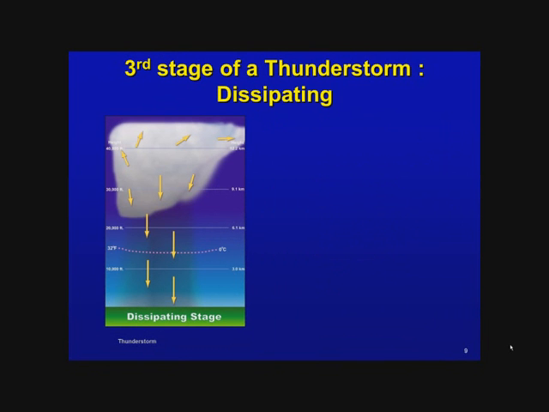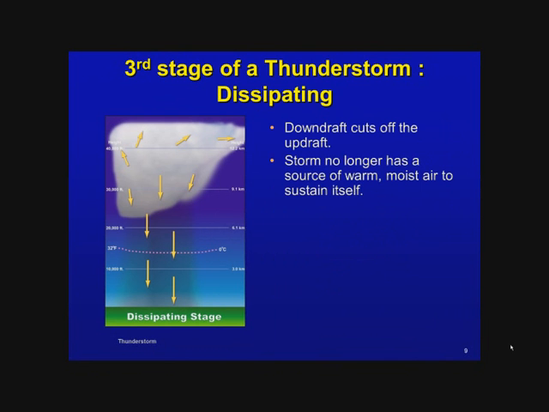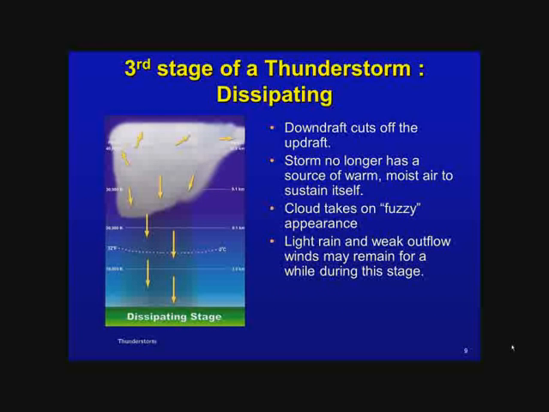In the dissipating stage, the downdraft has cut off the updraft, and the storm no longer has a source of warm moist air to sustain itself. The cloud takes on a fuzzy appearance, but you may have some light rain and weak outflow winds.